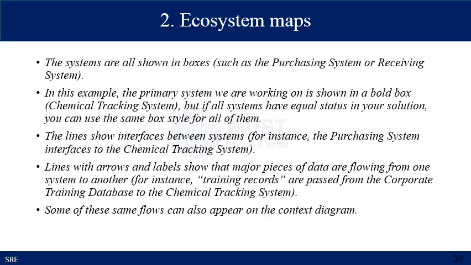In the ecosystem map, the systems are all shown in boxes, such as the purchasing system or receiving system. In this example, the primary system we are working on is shown in the bold box. But if all the systems have equal status in your solution, you can use the same box fill for all of them. Again, the lines show the interfaces between the systems. For instance, the purchasing system interfaces with the chemical tracking system. Lines with arrows and labels show the major pieces of data flowing from one system to another, and some flows can also appear on the context diagram.